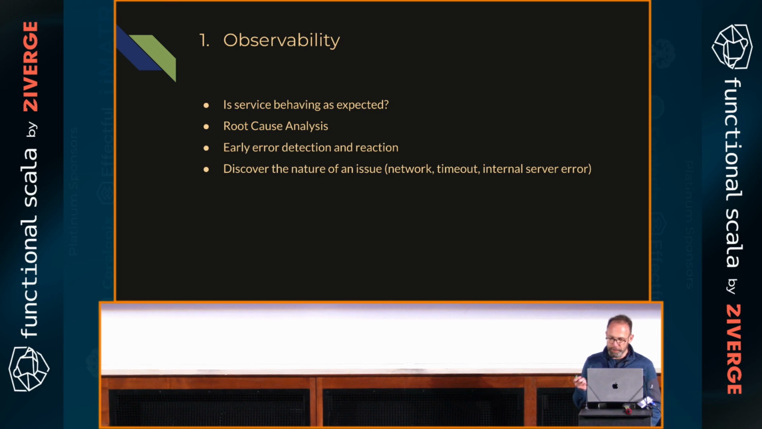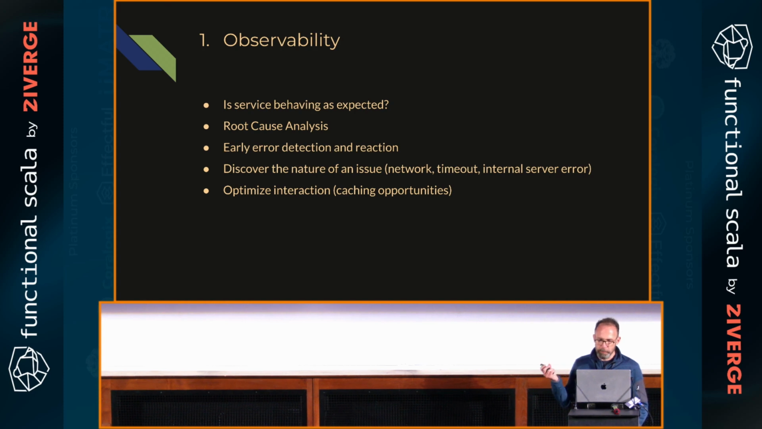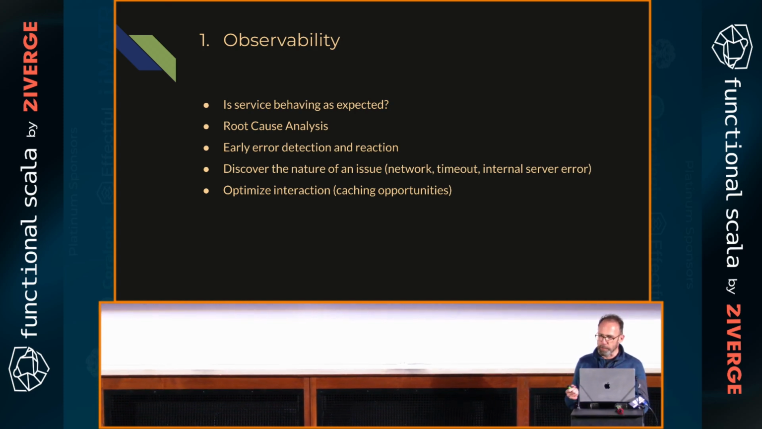So is it the network? Do we have a timeout? Do we have an internal server error, a database issue, whatever? We also want to be able to optimize interactions, especially in a microservices situation. If we see that we are performing the same call twice in a short amount of time, maybe there is some caching opportunity there.